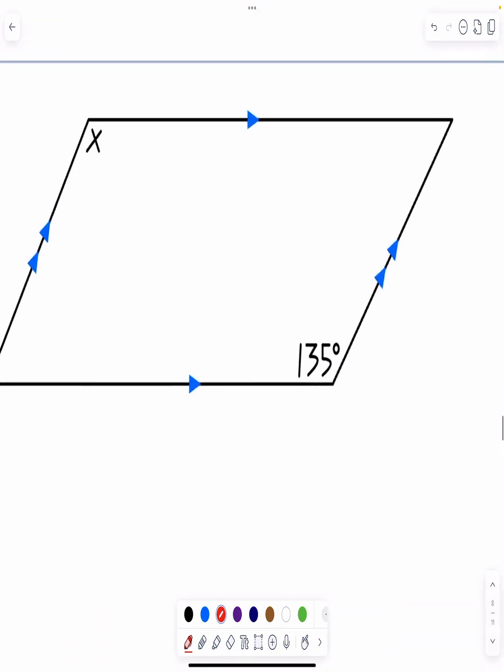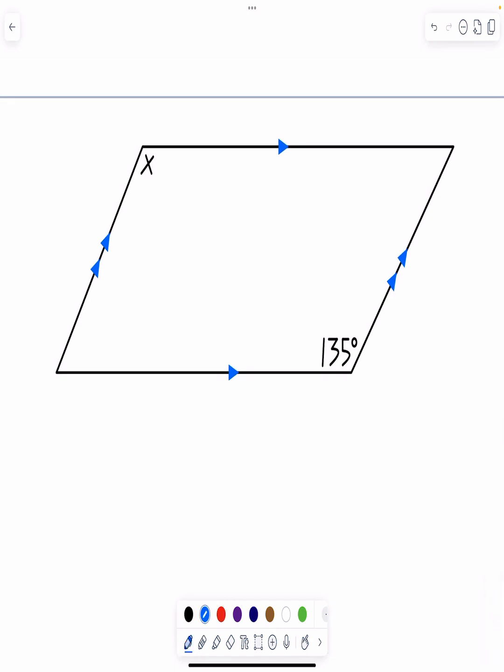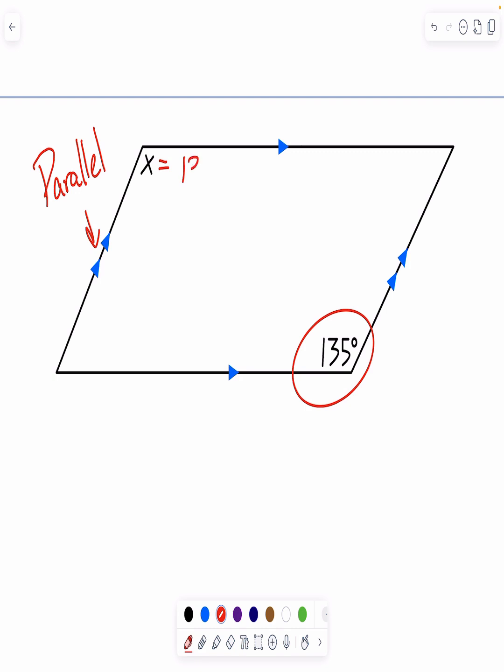Let's go ahead and take a look at a practice problem. Find the missing angle of x. This is denoting a parallelogram because this symbol notation here means parallel. So it seems to be the case that opposite sides are parallel, and so that must mean that my opposite angles are equivalent. So if this is 135, then x should also equal 135 degrees.